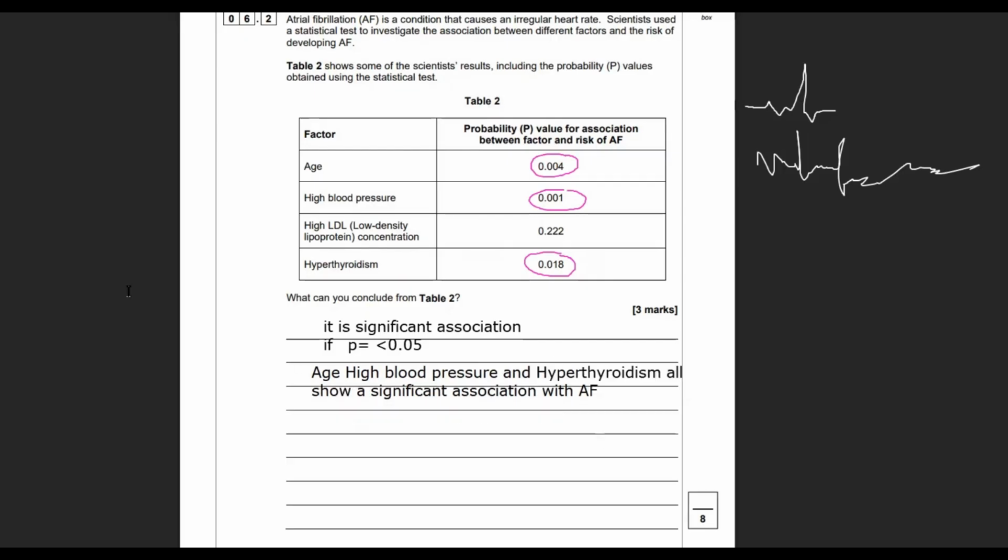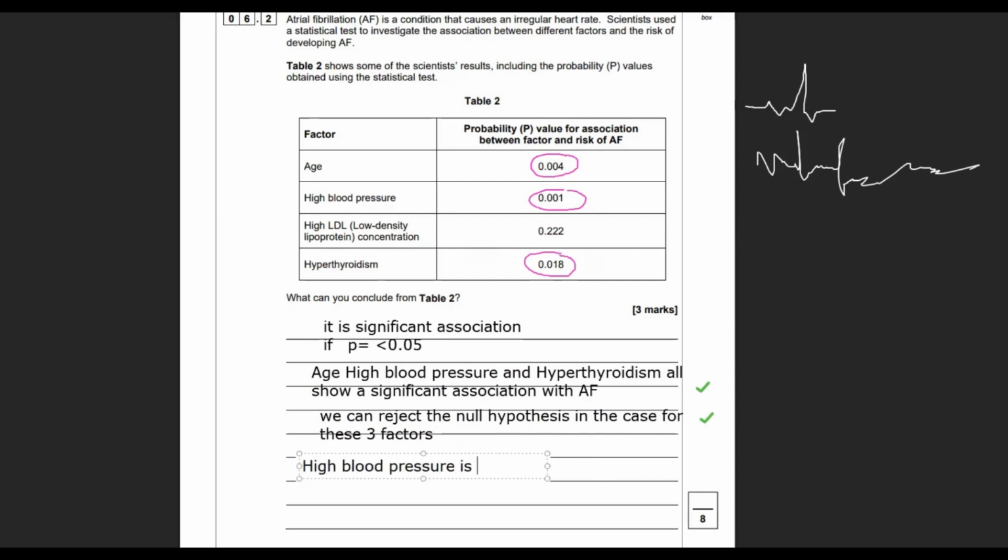So I want to say age, high blood pressure, and hyperthyroidism all show a significant association with AF, atrial fibrillation. We can reject the null hypothesis in all the cases for this. The null hypothesis is obviously the one which says there is no significant association between these factors and AF. However, I also might want to put some nuance here and say that high blood pressure is highly significant. And I could say that hyperthyroidism is low significance, but still significance.